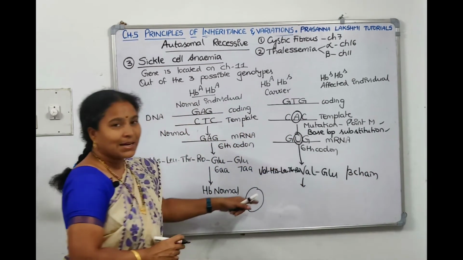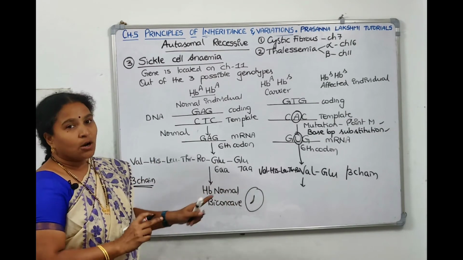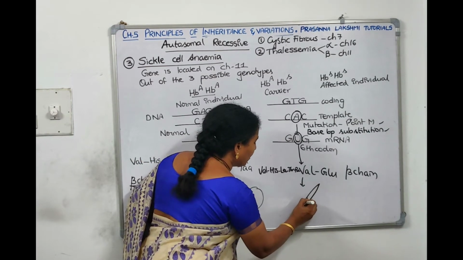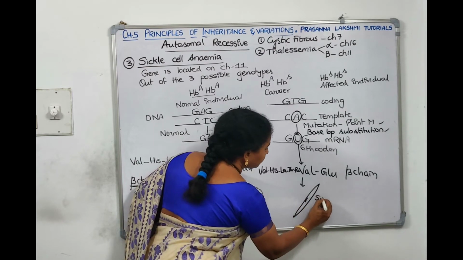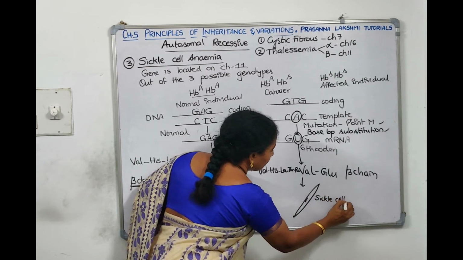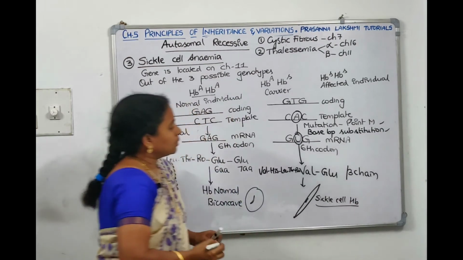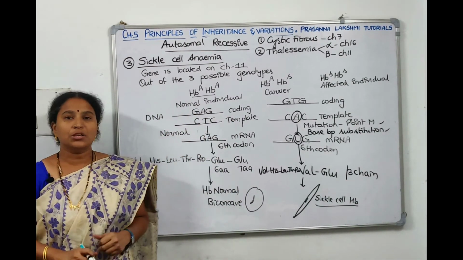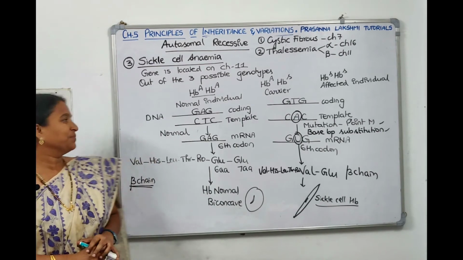Because of this, what happens? It's not normal hemoglobin. It becomes a sickle cell hemoglobin. That's why it's called a genetic disorder, because there's a defect in the gene. Take a screenshot. We will continue.